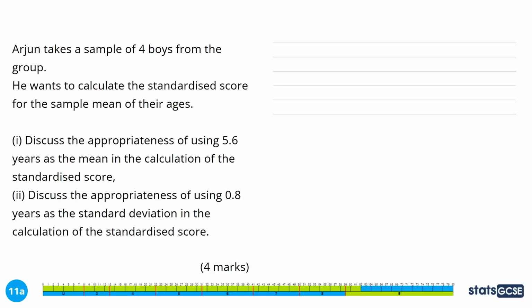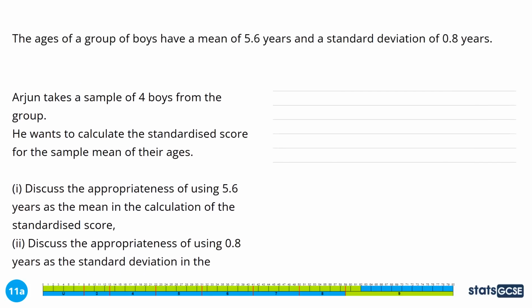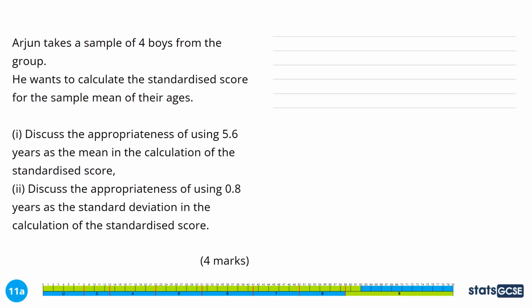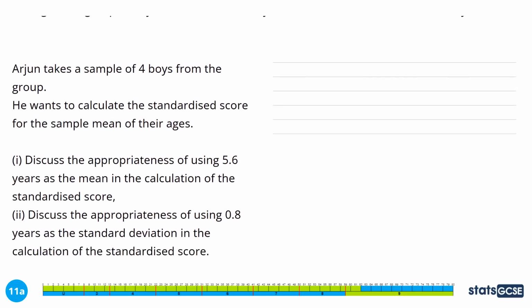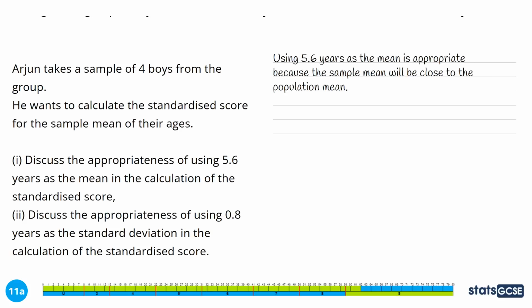Arjun takes a sample of 4 boys from the group. He wants to calculate the standardised score for the sample mean of their ages. Part 1. Discuss the appropriateness of using 5.6 years as the mean in the calculation of the standardised score. If we look back at the question, the mean is 5.6 years for the ages of the whole group. So using 5.6 years for this sample is going to be appropriate because the sample mean will be close to the population mean. So since the population mean is 5.6, then the sample mean will probably be around 5.6.